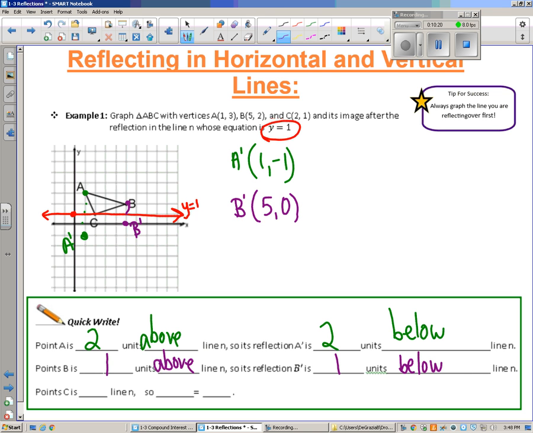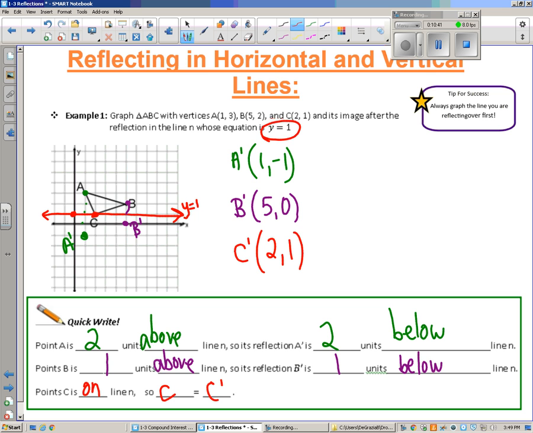Last, you can see that C is on the line of reflection. So remember, we talked about that special case. If you're on the line of reflection, you remain invariant. You don't change your position. So C is equal to C prime. And we can just label C prime as the point 2, 1, where it originally started.